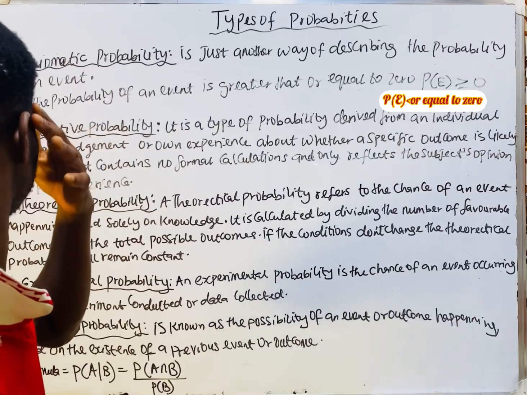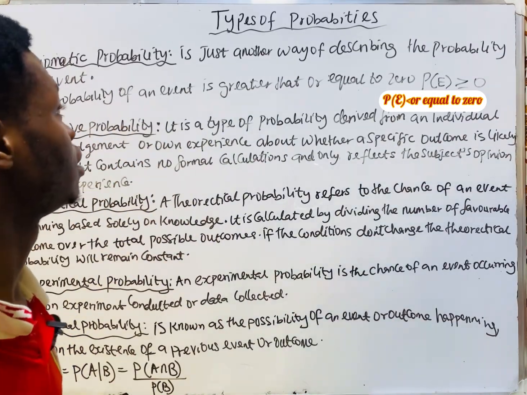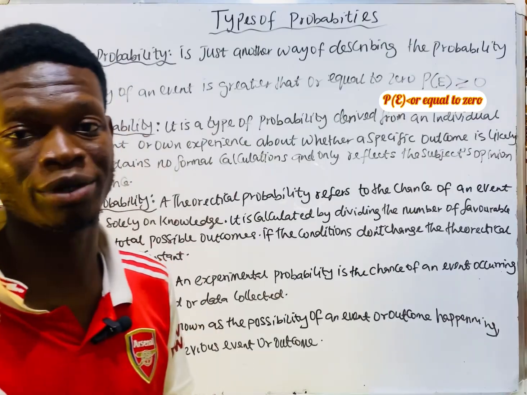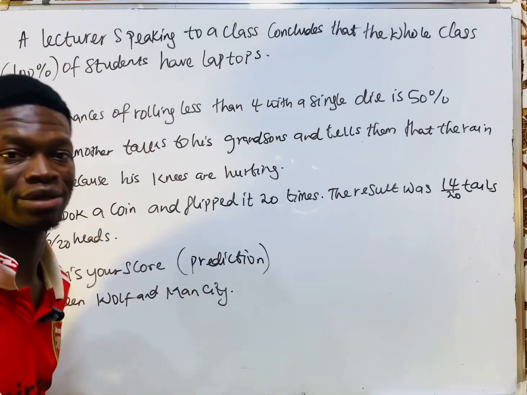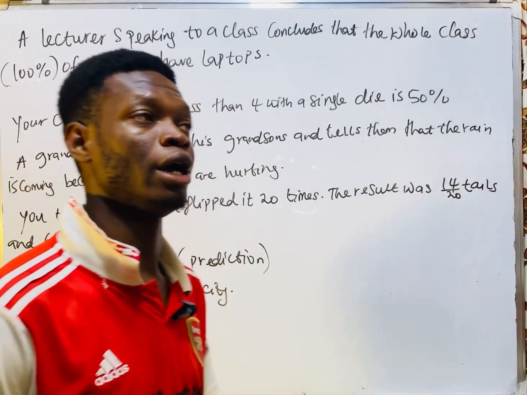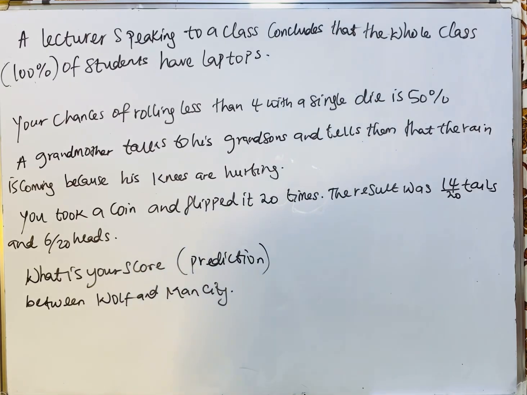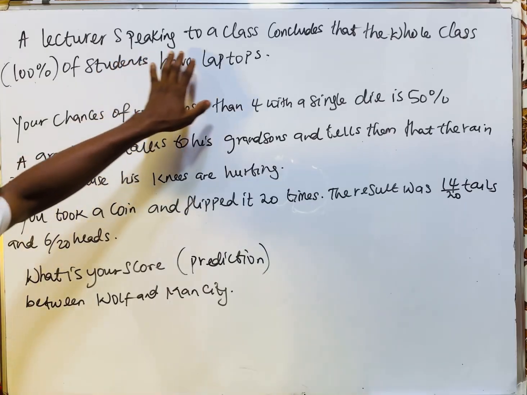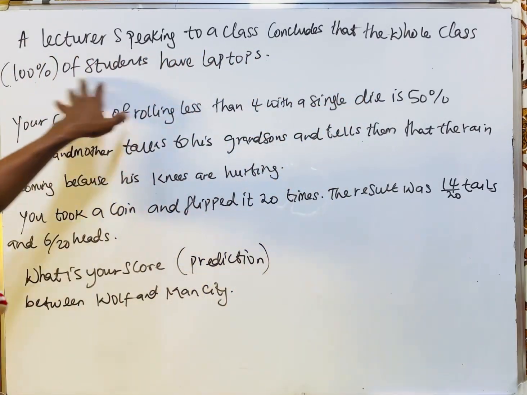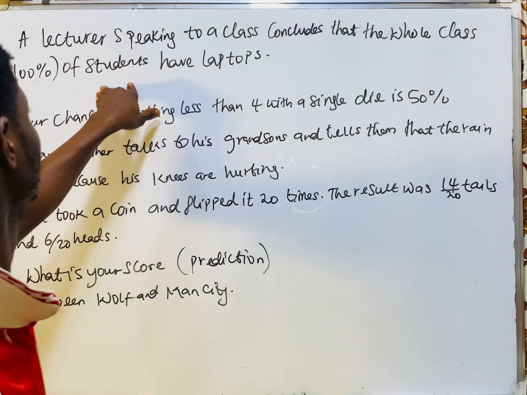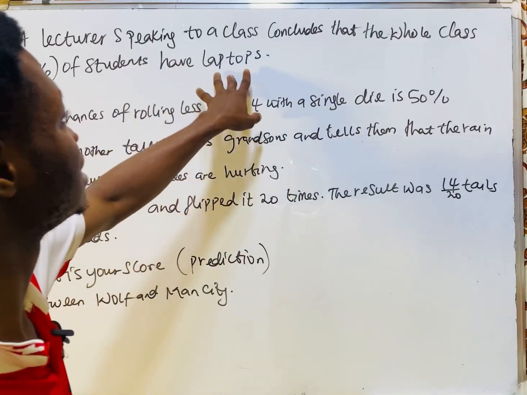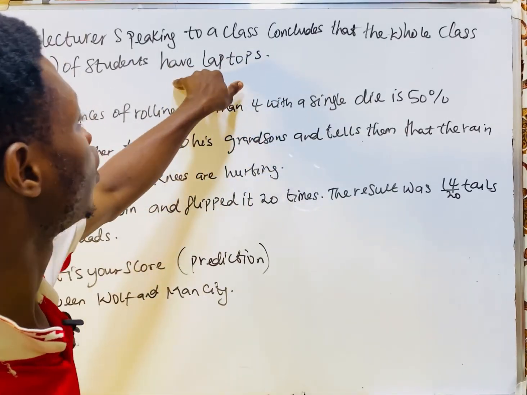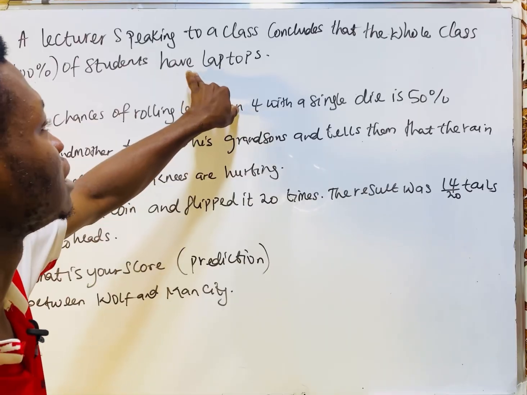We are going to take some examples to show you when a probability is subjective, theoretical, or experimental. These are some examples that will help us to know whether a probability is theoretical, subjective, or otherwise. A lecturer speaking to a class concludes that 100% of the students have a laptop. Is this theoretical, empirical, or subjective?